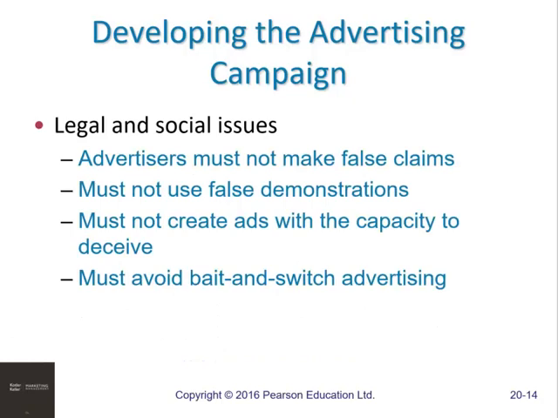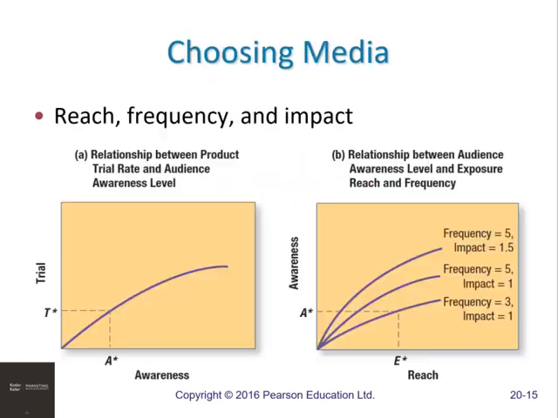93% of all U.S. citizens aged 12 and older listen daily and for about 20 hours a week on average, numbers that have held steady in recent years. As far as the legal and social issues, advertisers must not make false claims, they must not use false demonstrations, they must not create ads with the capacity to deceive, and they must avoid bait-and-switch advertising.